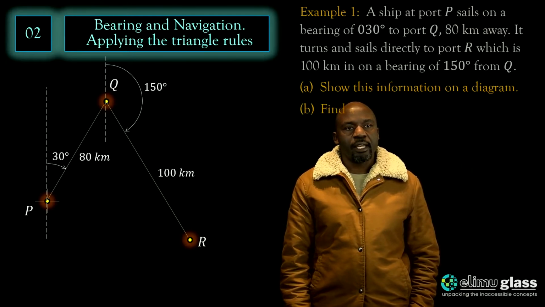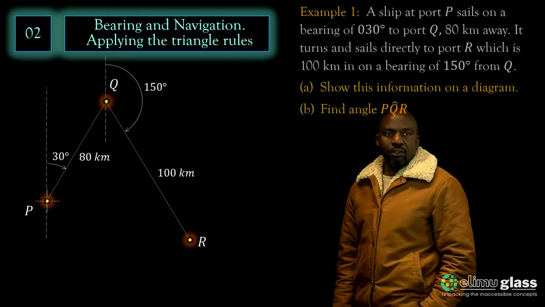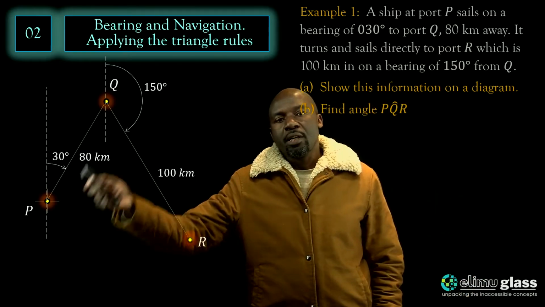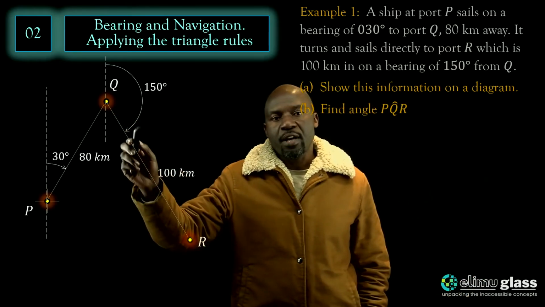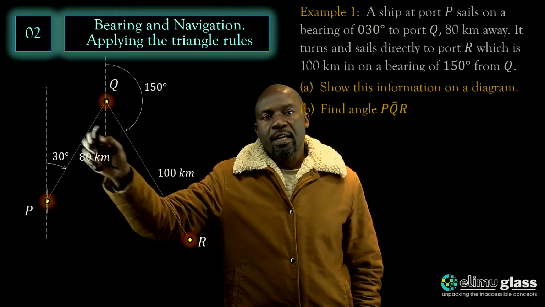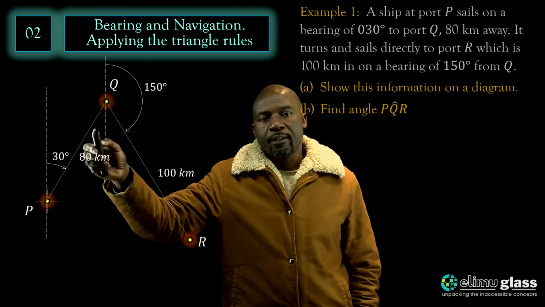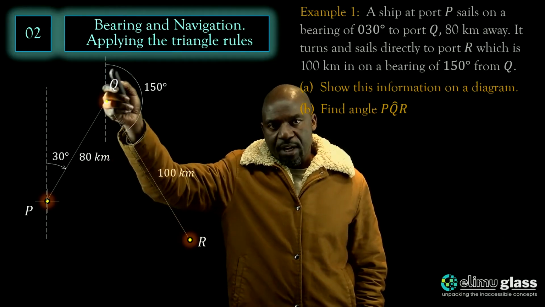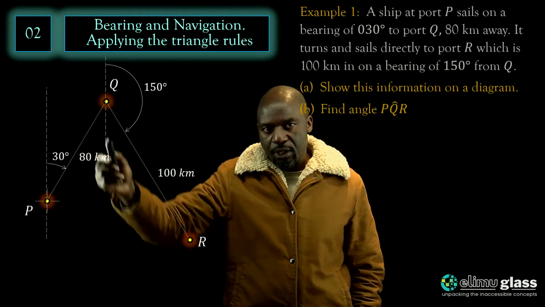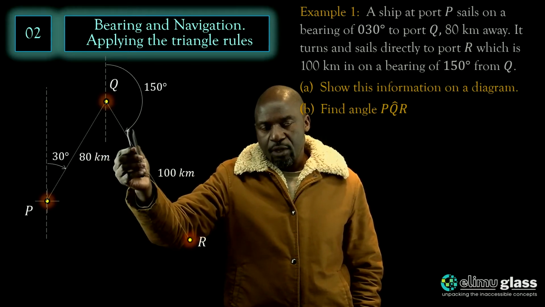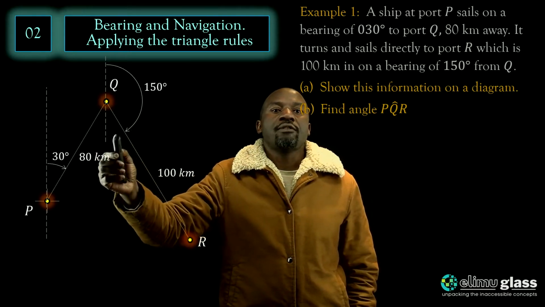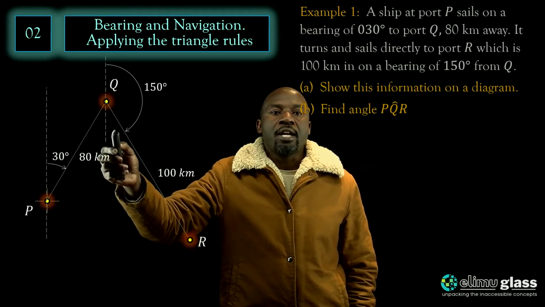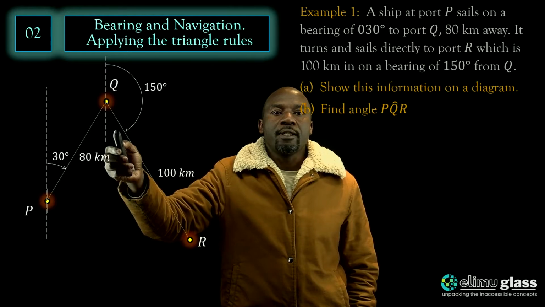Part 2, I think, is asking us to find the angle PQR. So what is angle PQR? PQR is referring to this angle here, but this angle is made up of this part and that part. This line means we have an angle of 180 up to this point. And since this is already 150, whatever is remaining there has to be 30 degrees. And similarly, this angle here has to be 30, okay?